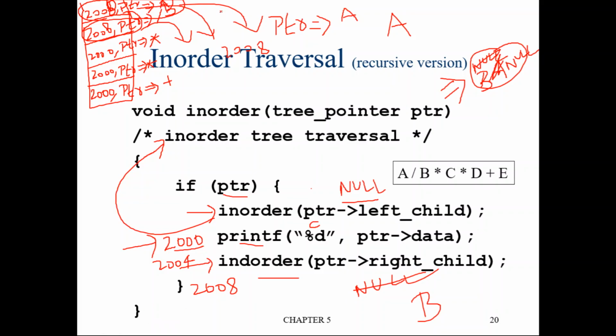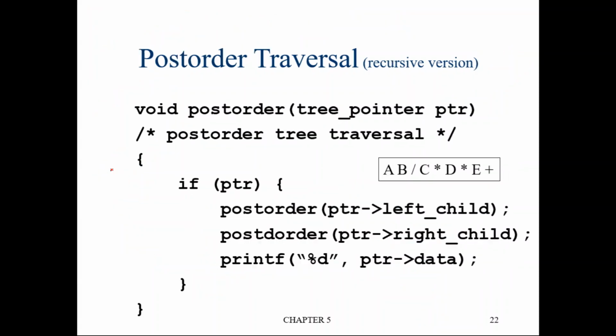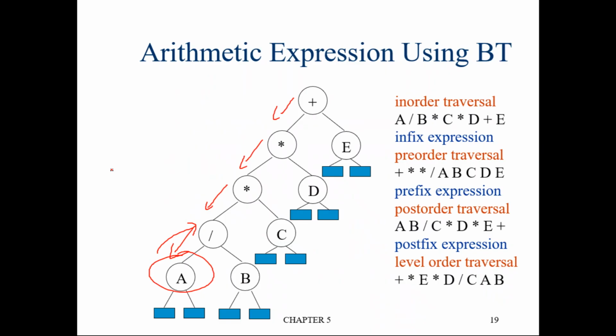If you pop, you will understand where it should go back. Actually the compiler will do it, but for your understanding I am saying. So it should come back to the address 2000, and at that time the PTR value is B. So this instruction will execute: printf percentage c, ptr arrow data. Already we have displayed A and slash. Now B also will be displayed. You getting? So like this it works.